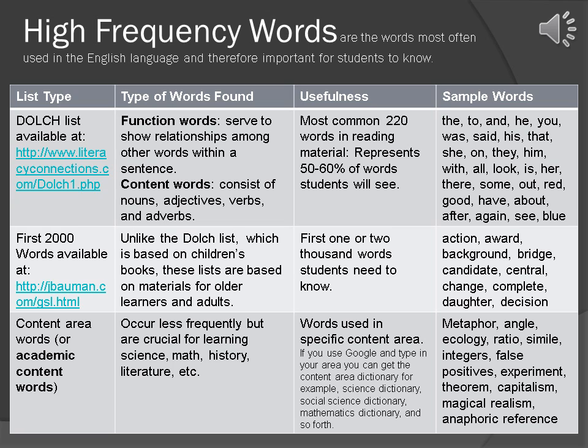The last list is content area words or academic content words. These words occur less frequently but are crucial for learning science, math, history, and literature, etc. If you use Google and type in your area, you can get the content area dictionary. For example, search science dictionary, social science dictionary, mathematics dictionary, and so forth. Some examples of these words are metaphor, angle, ecology, ratio, simile, integer, false positives, experiment, theorem, capitalism, magical realism, and anaphoric reference.